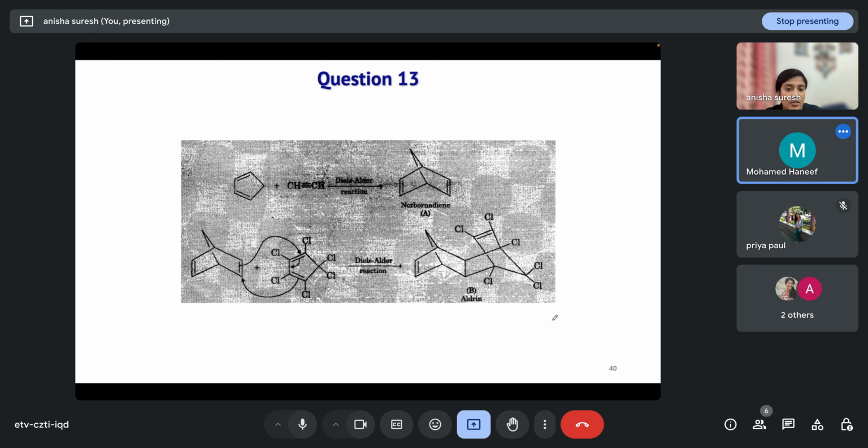Okay. So two Diels-Alder reactions are taking place. First between cyclopentadiene and acetylene, it will result in the formation of this norbornadiene, and the norbornadiene will act as a dienophile, and this hexachloro-substituted cyclopentadiene will act as a diene and undergo another Diels-Alder reaction, which will result in the formation of this product B. Okay.